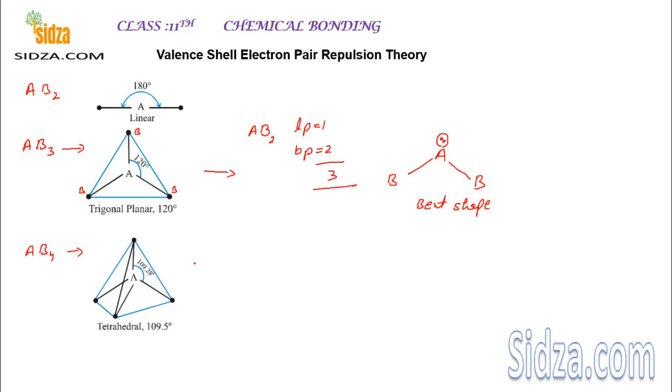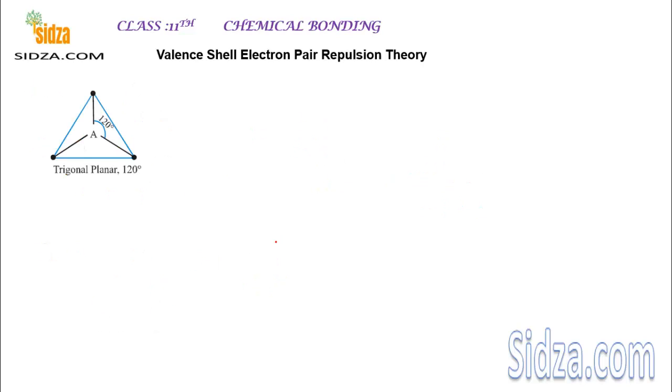Now let me take another molecule, the methane molecule. Methane, we know, is tetrahedral. All the hydrogen atoms are around it tetrahedrally. Now let me take a certain example first.